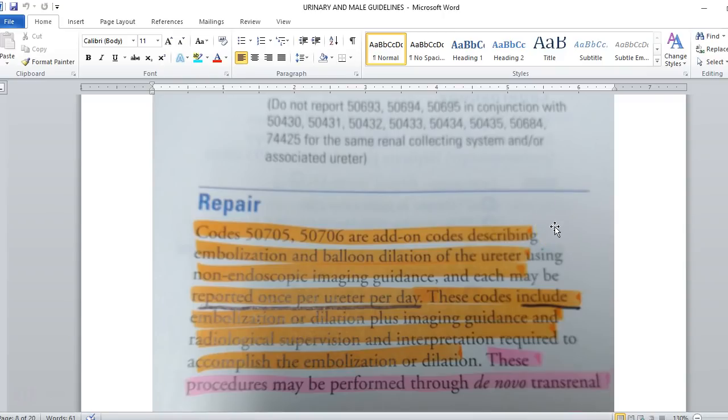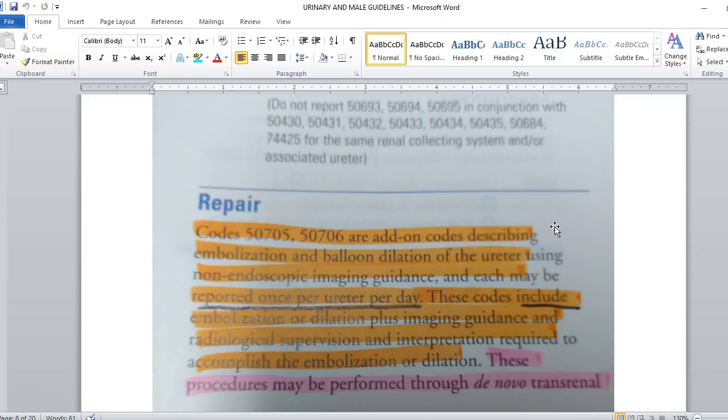Now, along with all of this, of course, we have to keep in mind that sometimes we have to go into the ureter so that we can open up the area because of possible damage, perhaps due to a kidney stone. So under the repair category, it tells us 50705 and 50706 are add-on codes describing embolization and balloon dilation of ureters using non-endoscopic imaging guidance, and each may be reported once per ureter per day. These codes include embolization or dilation, plus imaging and radiological supervision or interpretation required to accomplish embolization or dilation.